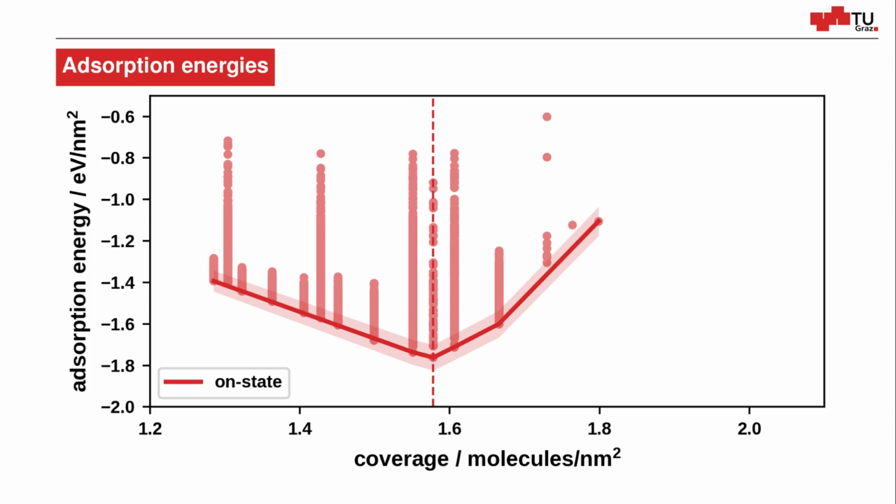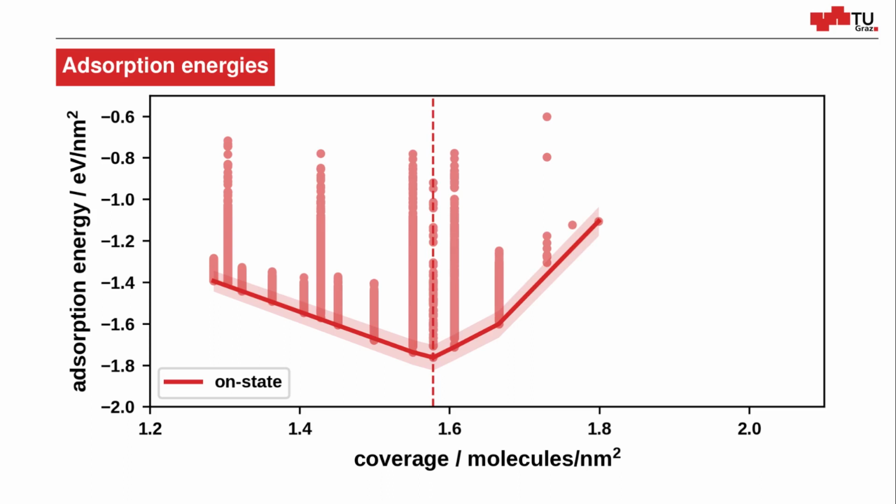So let's look at some results, starting with the adsorption energy, which is given on the y-axis in electron volts per nanometer squared. The x-axis shows the coverage, and in the plot you can see all the energies of the on-state structures. The red line shows you the lower convex hull, and the shaded area behind it is our prediction uncertainty. And we find that the energetically most favorable on-state structure has a coverage of about 1.6 molecules per nanometer squared.